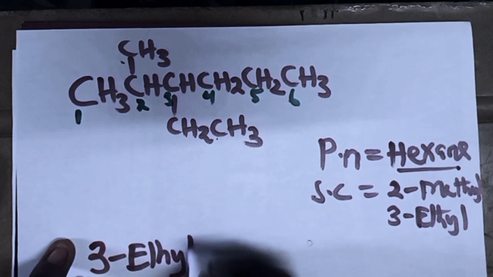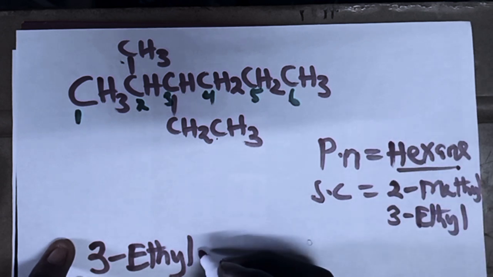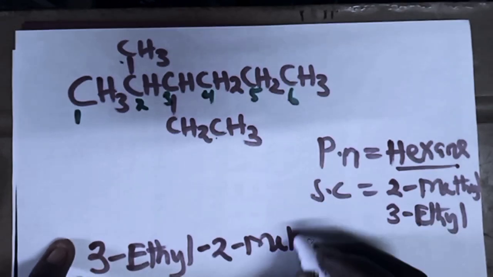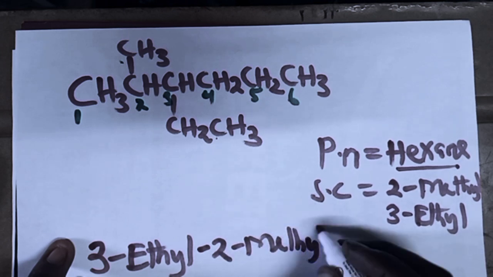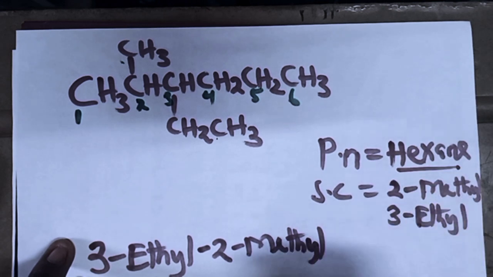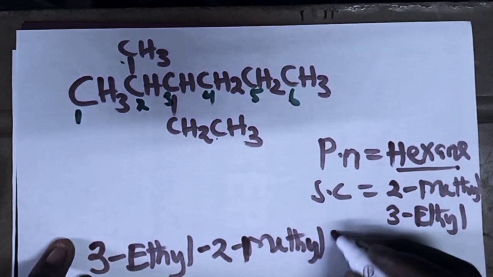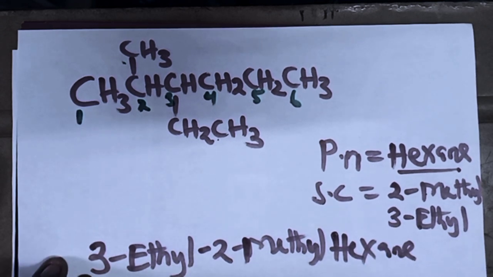So the name will collectively be 3-ethyl. What comes next? This one now. 2-methyl. Now that we are done with the side chains, the parent name: 3-ethyl, 2-methyl, hexane. And that is the answer. 3-ethyl-2-methylhexane. Just like that.